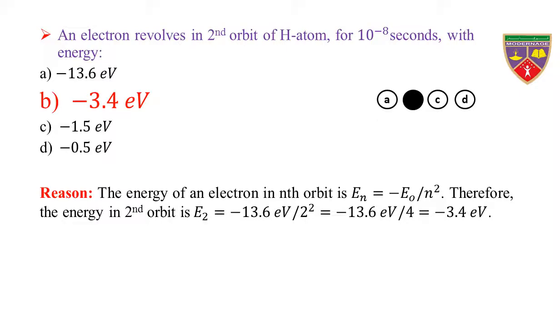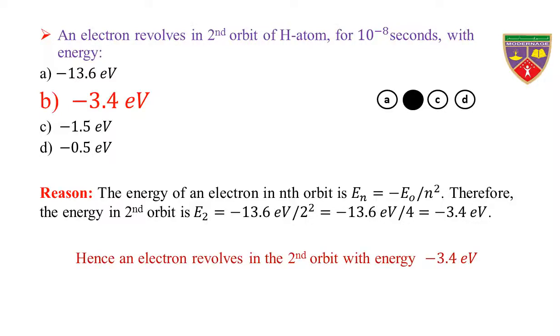Reason: the energy of an electron in nth orbit is En is equal to minus E naught divided by n square. Therefore, the energy in second orbit is E2 is equal to minus 13.6 electron volt, which is the energy of the ground state, divided by 2 square, where 2 is the quantum number of the second orbit, which is equal to minus 13.6 electron volt divided by 4. Simplification gives minus 3.4 electron volts. Hence, an electron revolves in the second orbit with energy minus 3.4 electron volts.